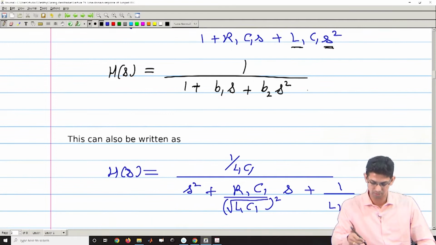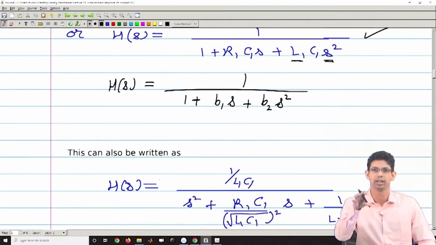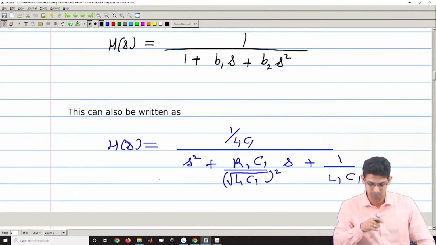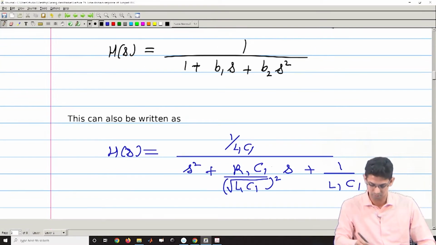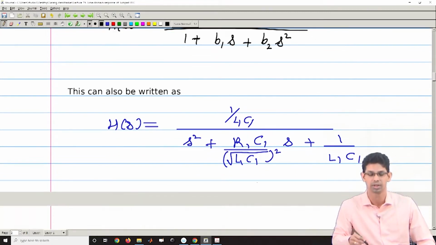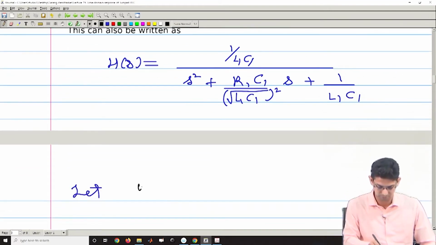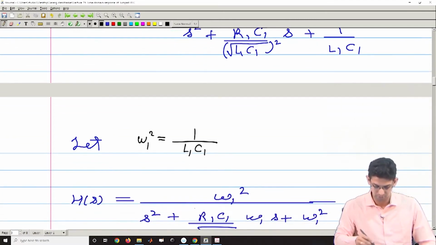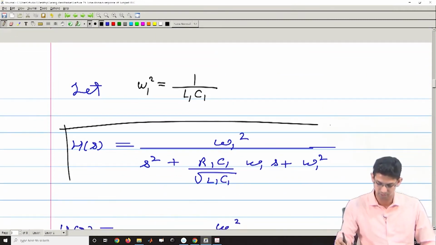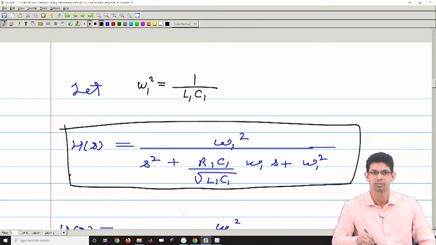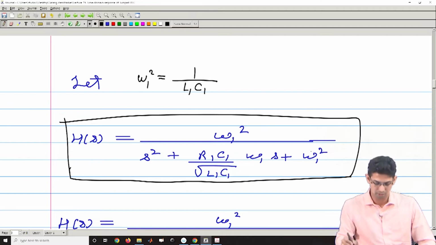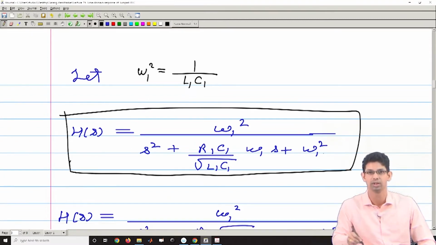So, I can again rearrange the terms here, because I want to simplify H of S, so that I can write it in a manageable format where I can take the inverse. So, I can write it again like this, where I am making the coefficient of S square as 1. So, I have an expression like this. Here what I can do is define omega 1 square as 1 divided by L1 C1, and if I do that, my transfer function becomes H of s equal to omega 1 square divided by s square plus R1 C1 divided by root L1 C1 omega 1 s plus omega 1 square.